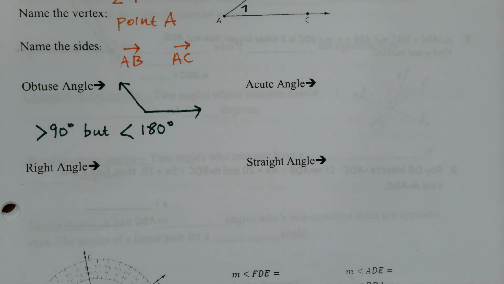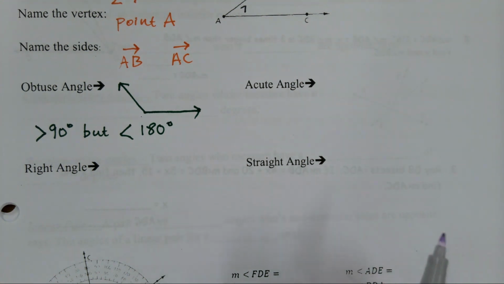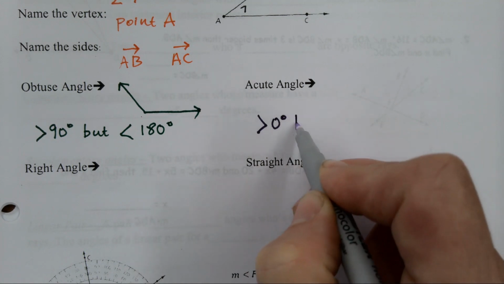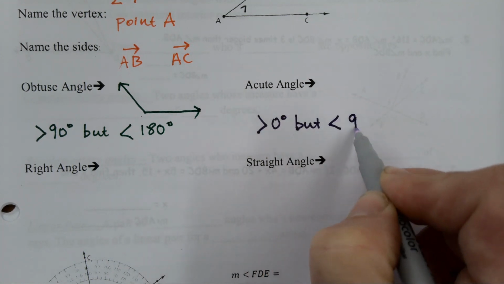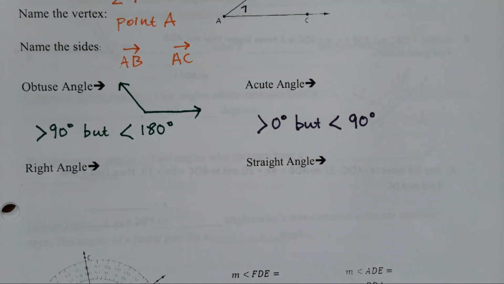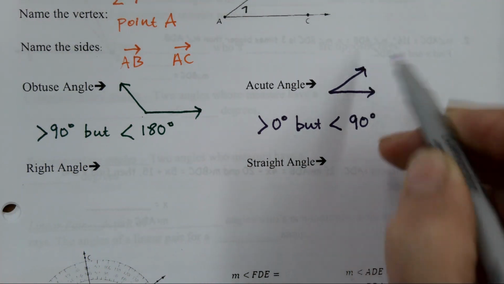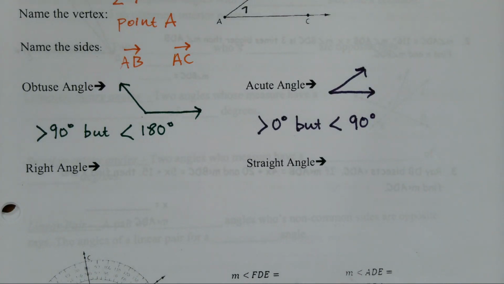Okay, an acute angle, what's that one? Yep, zero. So this one is greater than 0 degrees, but less than 90 degrees. That's the restriction on an acute angle. An acute angle is sort of a small angle, less than 90 degrees.